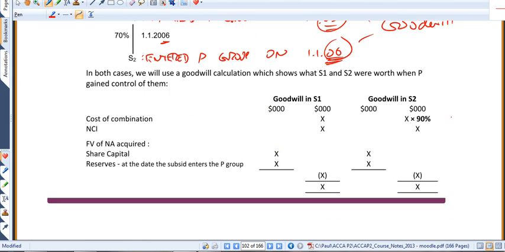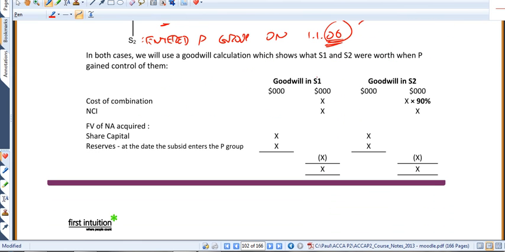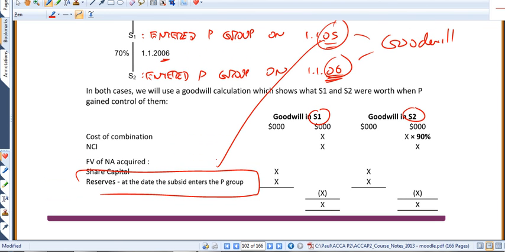Now, you can see at the bottom of the page here, we've given you a goodwill calculation for S1, and we've also given you a goodwill calculation here for S2. Now, don't worry too much about these goodwill calculations for now. I'll show you these with some numbers in a moment. But notice that you are allowed to put the goodwill calculations side by side, if you like, just to save you writing out these words twice. And when we calculate what the reserves are for the subsidiaries, S1 and S2, we will bear in mind the dates the companies entered the group. And that's where we're going to use these dates that we just talked about.